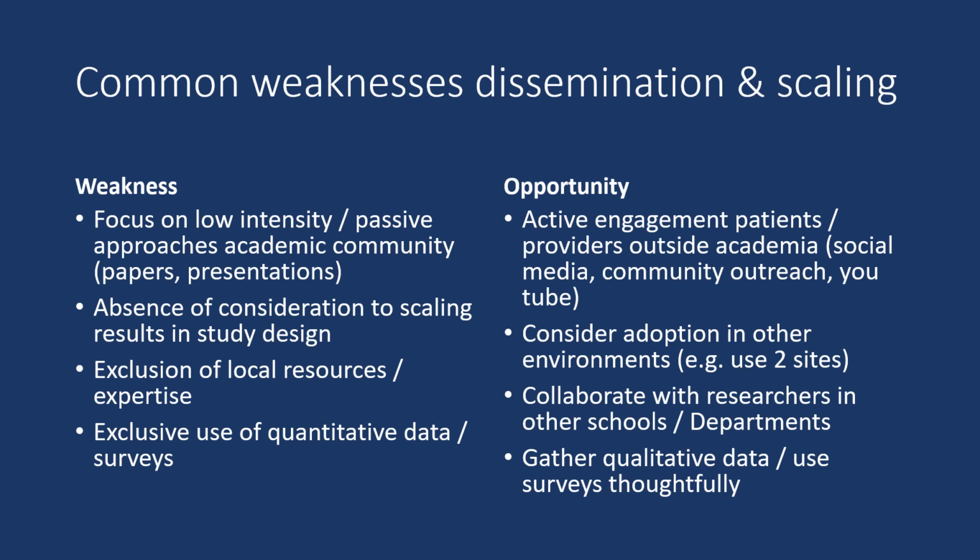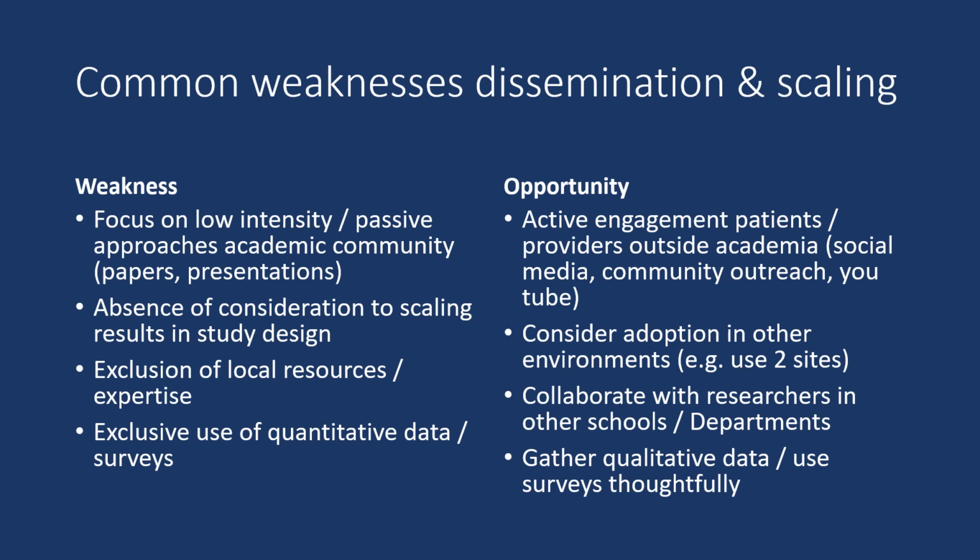One could be in an urban environment and one could be rural, or maybe one is a large academic program and one is a smaller hybrid program, or potentially a hospital or a care setting that's even out in the community. Third, exclusion of local resources or expertise.